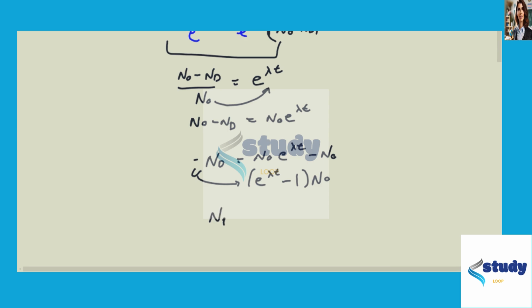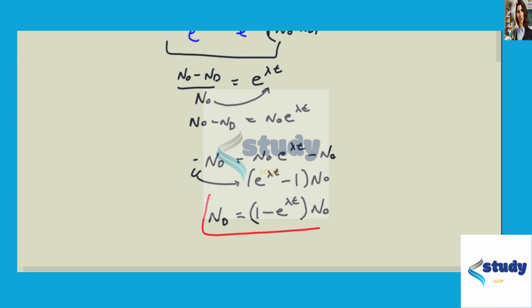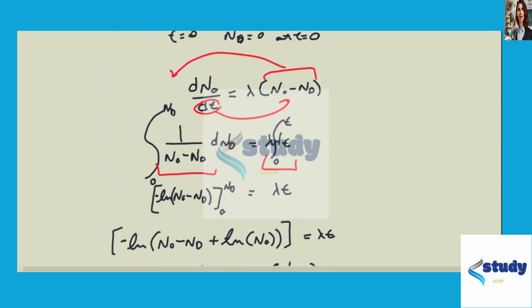So we have the daughter equals 1 minus e to the minus lambda T times the initial. Okay. So this is your answer. And it's just a basic integral that you're looking at.